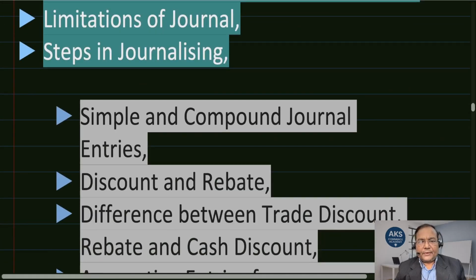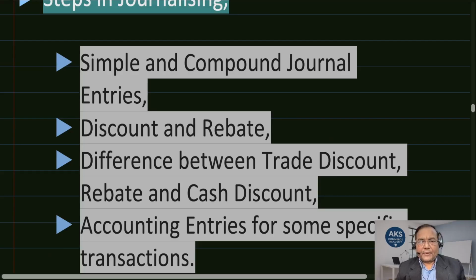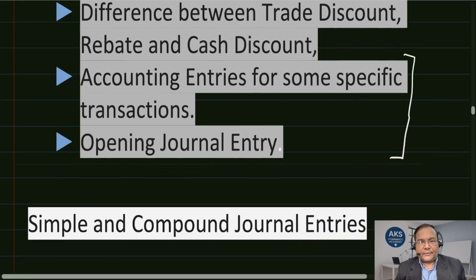Now we will see today the simple and compound journal entries. Discount and rebate, these two terms often are used. Difference between trade discount, rebate and cash discount. Accounting entries for some specific transaction and opening journal. This we will cover next. So today we will touch upon these two. We will keep these two for the next class. All right, so we'll start with today's discussion.